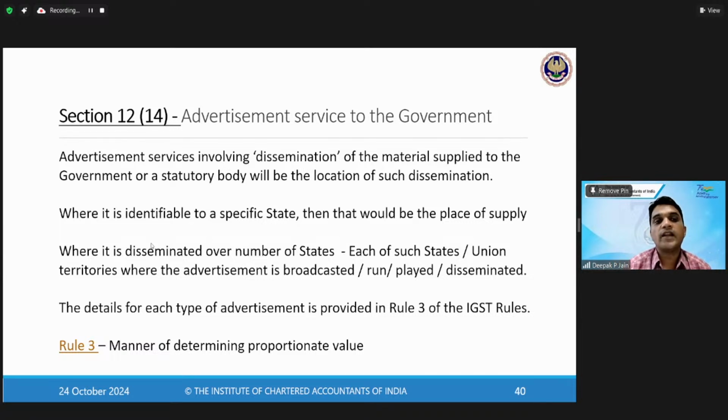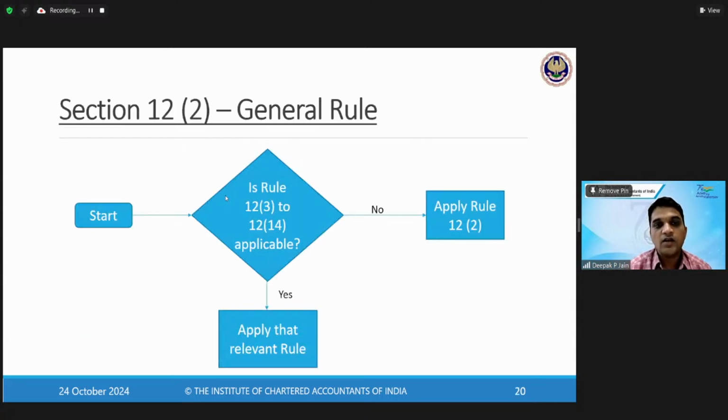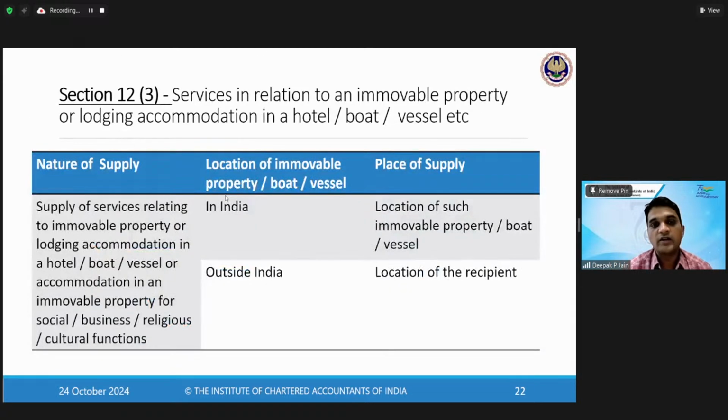Okay. So 12.2, 12.3 to 12.14 we have covered, and we have understood what happens in case of these specific services, correct? Now, where did we start our journey from? We started our journey from 12.1. So let's go back to 12.1, wherein we had said that, boss, is one of your services falling under 12.3 to 12.14? We said yes, and then we applied that rule. We'll go quickly through the various services before coming to 12.2.